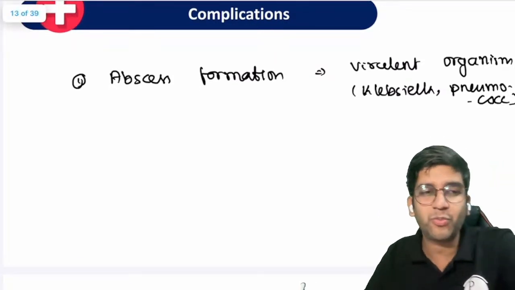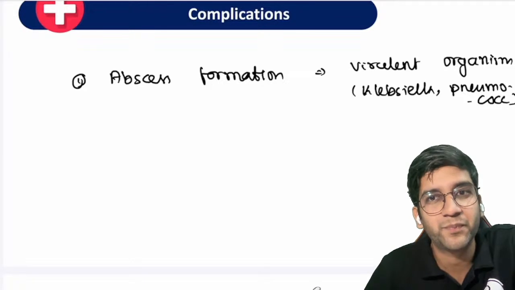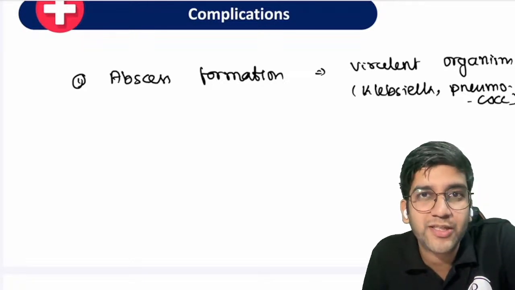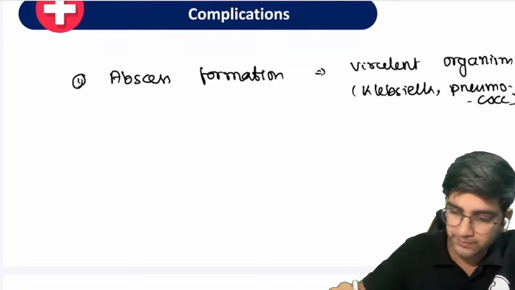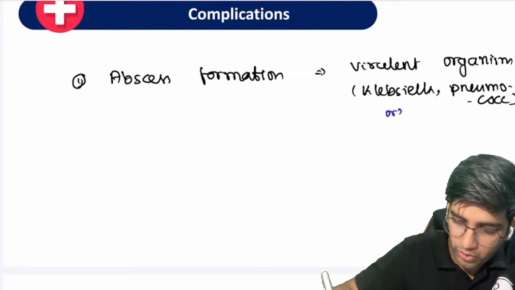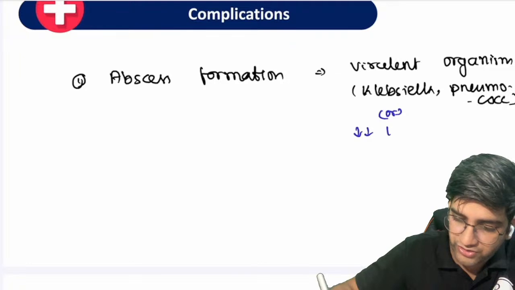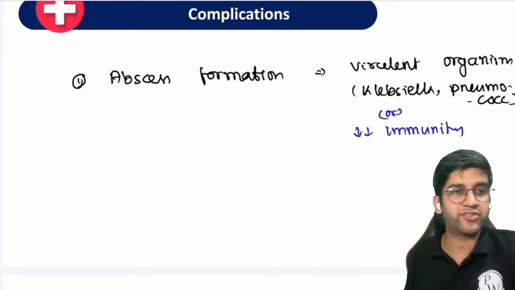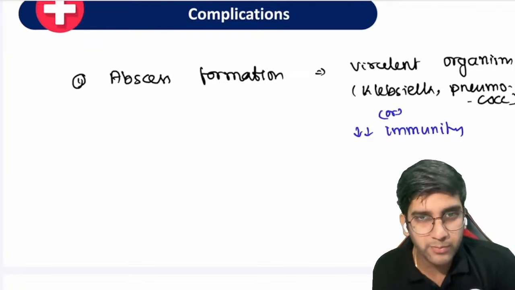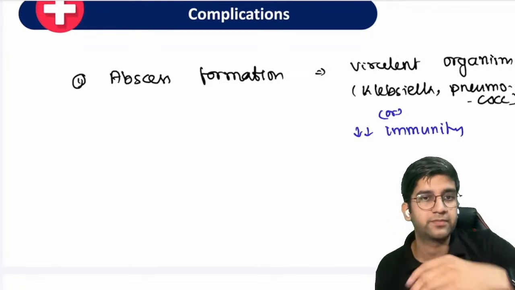Let's see how much you remember. I want everyone to answer this question. What type of necrosis will be seen in abscess formation? Or there should be a lessened immunity, like immunosuppression, HIV AIDS, it can cause. What type of necrosis will be seen in abscess formation?